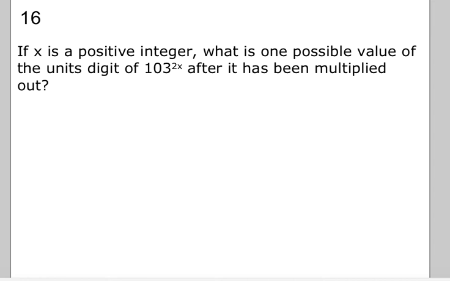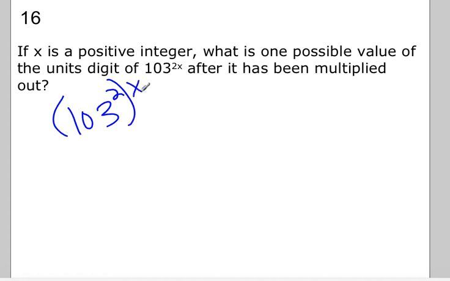All right, another trickier question here. We have x as a positive integer, which helps, right? So that means it's a regular counting number here. And one possible value, that's what you need to find, for the units digit of 103 to the 2x. So you can think of this as 103 squared to the x, right?